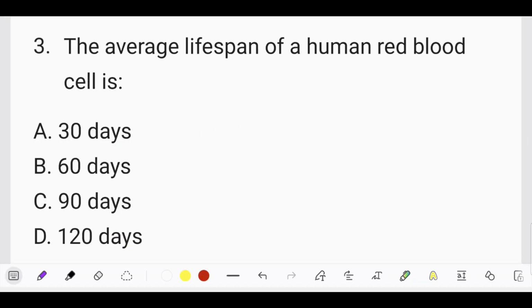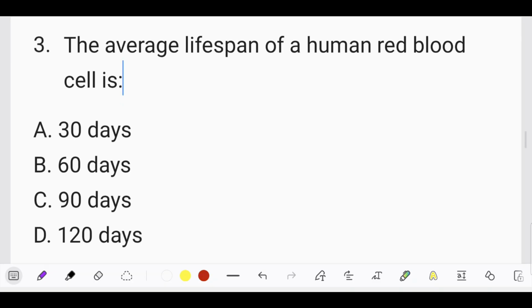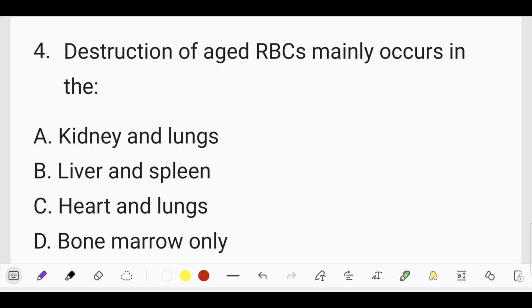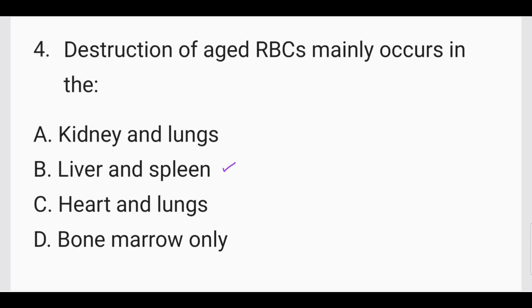Question 3: the average lifespan of a human red blood cell is 30 days, 60 days, 90 days, 120 days. The answer is 120 days. Human RBCs circulate in the blood for 120 days, and then when they get old and damaged, they get removed by the spleen, which is called the graveyard of RBC. Question 4: destruction of aged RBC mainly occurs in A, kidney and lungs, B, liver and spleen, C, heart and lungs, D, bone marrow and lungs. The answer is liver and spleen. The spleen is called the graveyard of RBC.